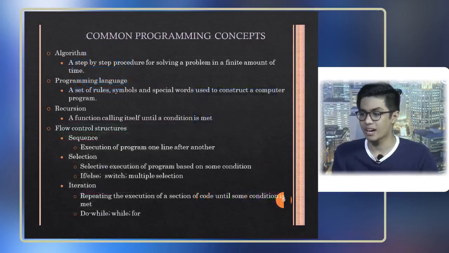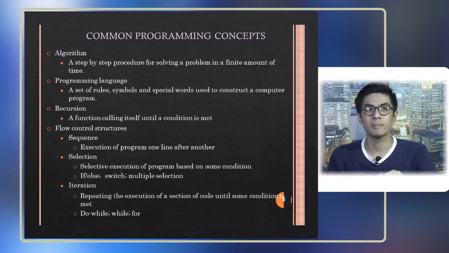So next we have here some common programming concepts. Algorithm, which is a step-by-step procedure for solving a problem in a finite amount of time. So what I said earlier, algorithm is just a fancy word for solution. Next one is programming language. This is a set of rules, symbols, and special words used to construct a computer program. So these are what we type in the computer language itself.